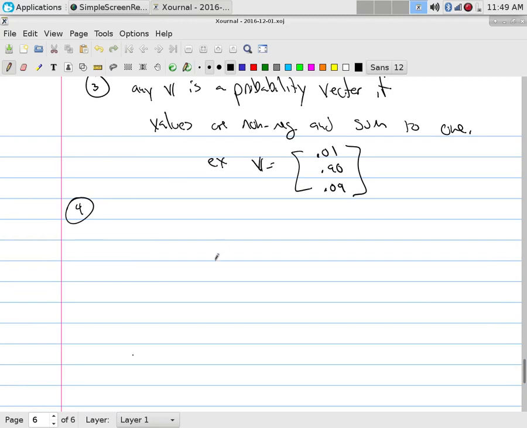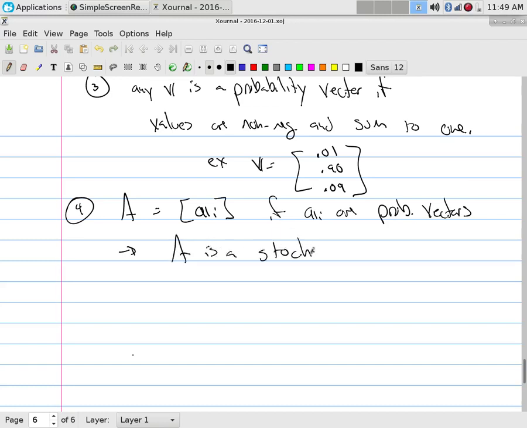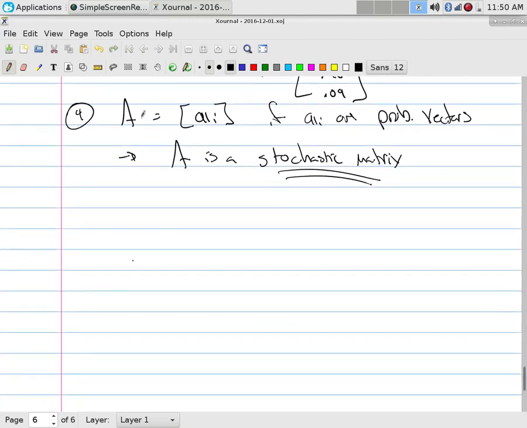All right. And then on the other hand, if A, which is made up of a bunch of columns, if the columns are probability vectors as well, then A is called a stochastic matrix. These are just some names for this whole entire thing. Okay, we've already done this problem without naming it correctly.